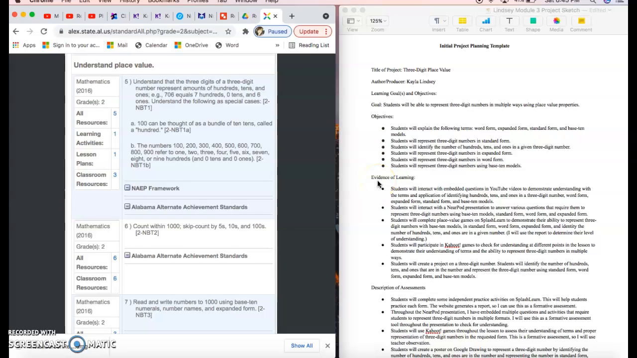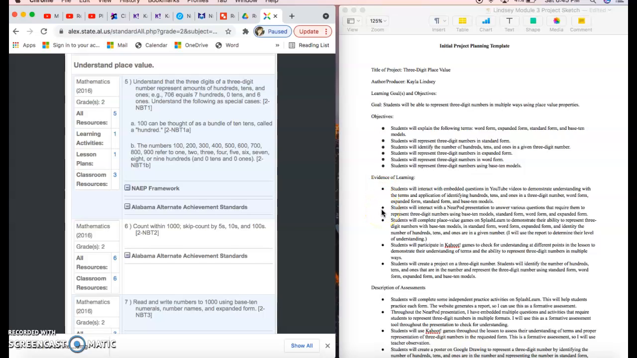Evidence of learning will come from different portions of the lesson. At the beginning of the lesson, there will be interactive YouTube videos that give the students the opportunity to review some of the place value strategies they used in first grade, as well as introduce them to some of the new place value properties of hundreds that they did not learn in first grade. And there will be questions embedded within those YouTube videos to give them practice with the terms as well as representing those 3-digit numbers using place value properties.